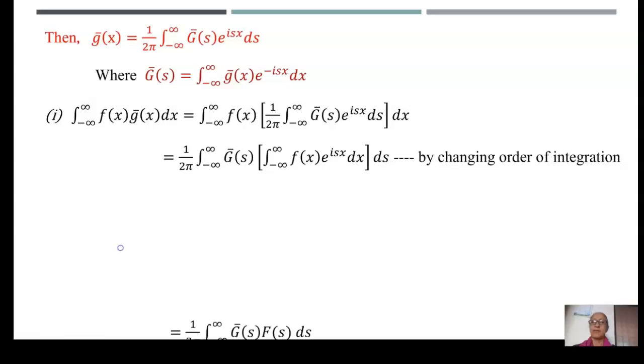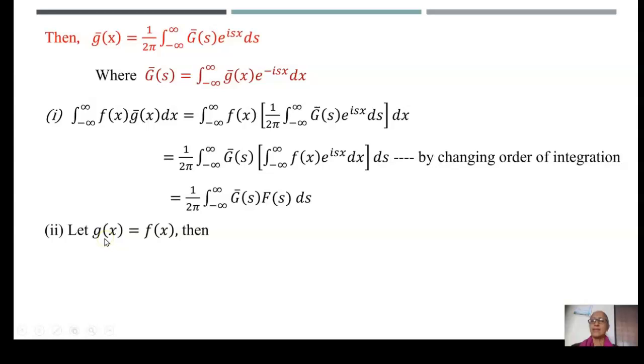Now, this is equal to 1 by 2 pi integral minus infinity to infinity g bar s into the terms which are in the bracket, which is nothing but the Fourier transform f of s. So, in the place of integral minus infinity to infinity f(x) e power isx dx, we can write f of s, the Fourier transform. So, here f of s ds.